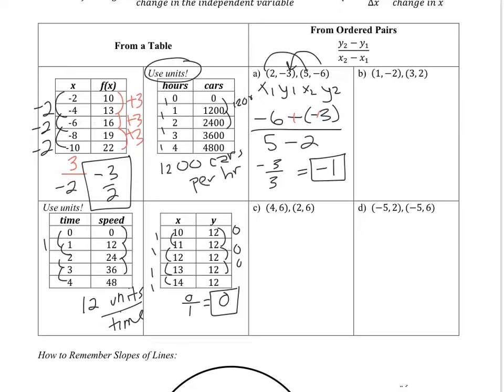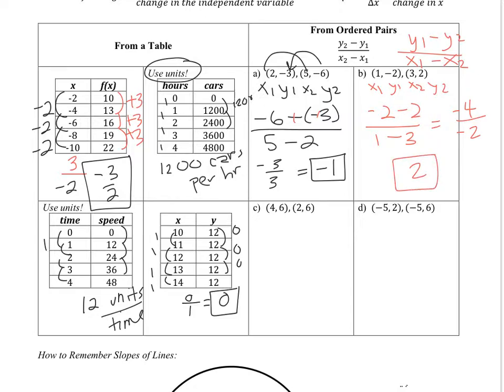Now, with slope, it doesn't matter if you went y1 minus y2 over x1 minus x2, or y2 minus y1 over x2 minus x1. It doesn't make a difference. So for the next one, I'm going to use y1 minus y2. As long as I do y1 first, I have to do x1 first. So I label this x1, y1, x2, y2. So I do negative 2 minus 2 over 1 minus 3. So this is negative 4 over negative 2. You want to reduce that to positive 2 because a negative divided by a negative is a positive.